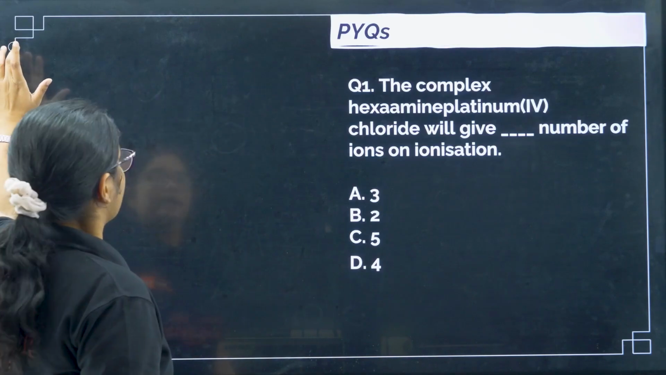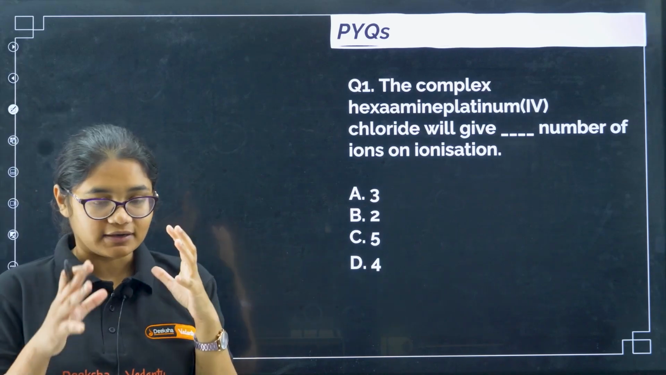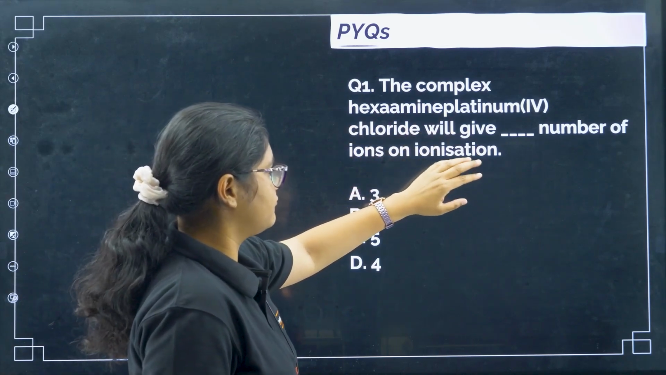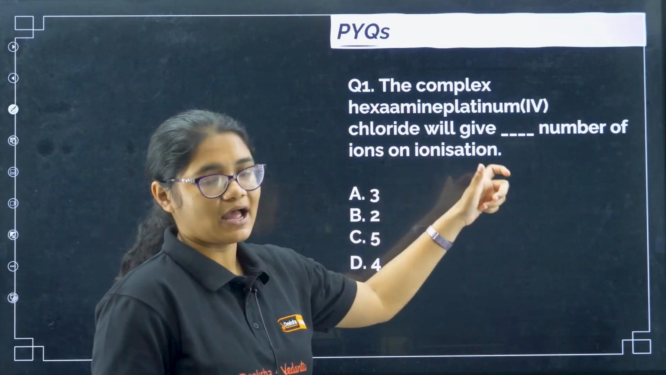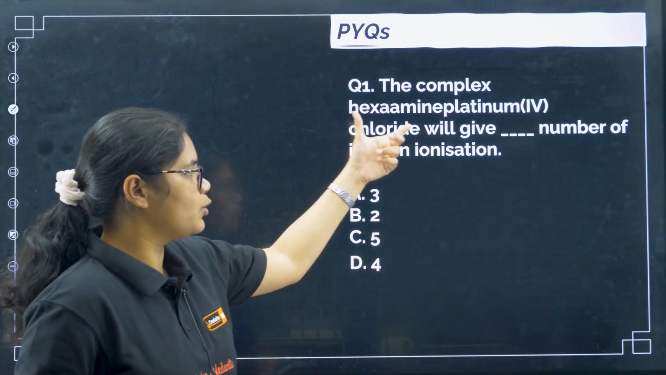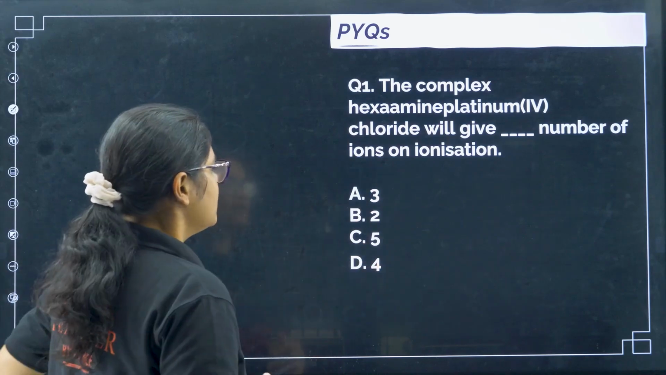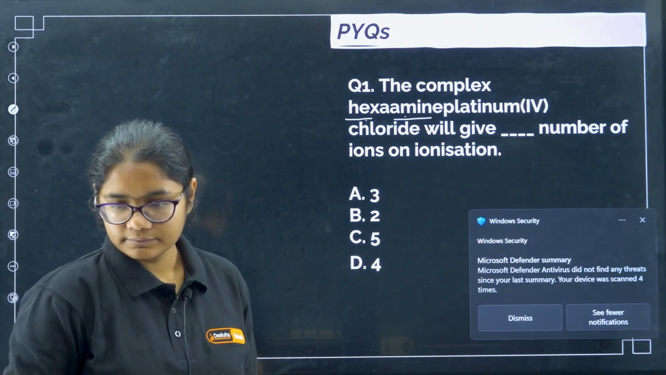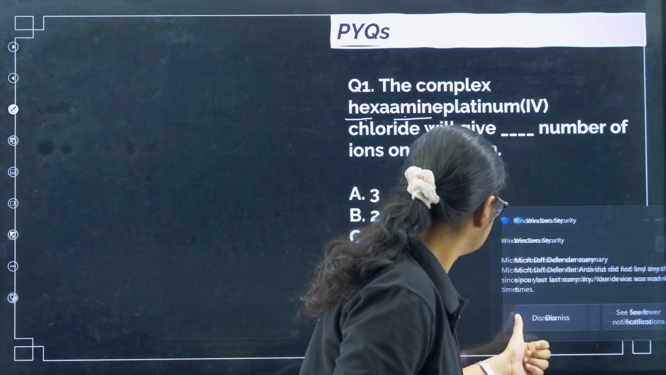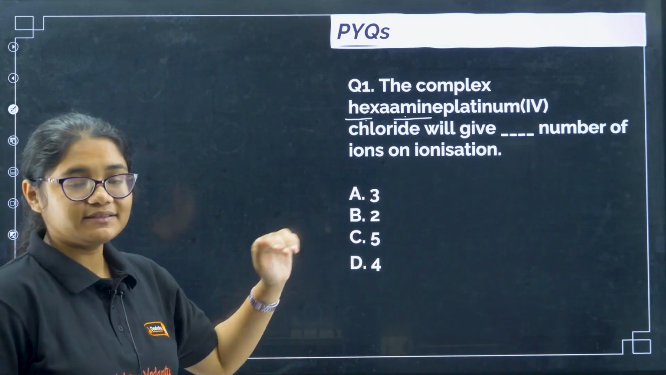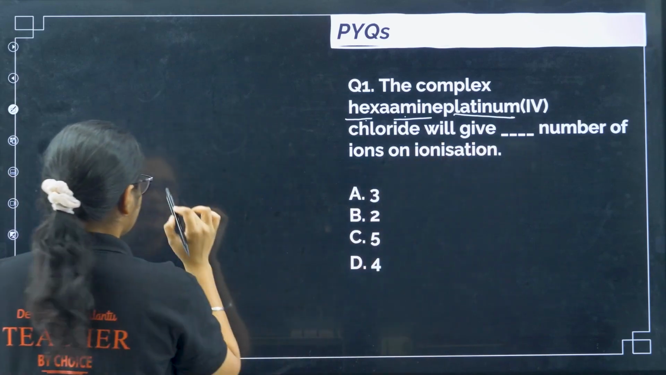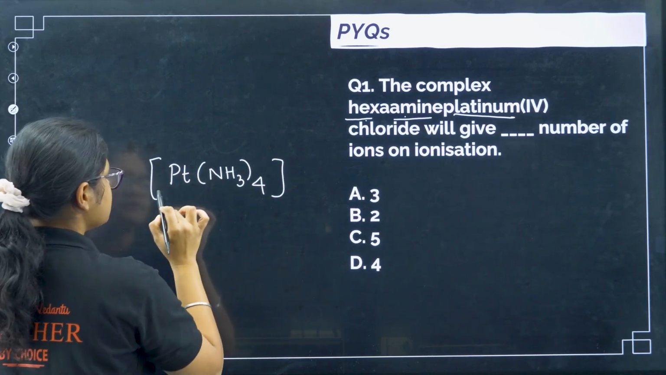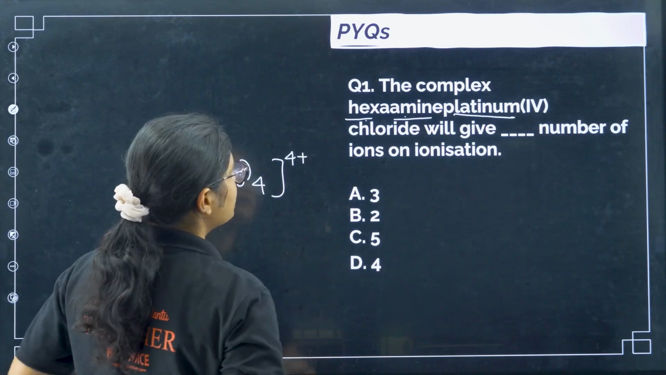Okay, now we will do some previous year questions so that you can understand what we have studied, whether we are able to apply that in the exam or not. The complex hexaamine platinum fluor chloride will give dash number of ions on ionization. Once you have learned how to decode the nomenclature, you can draw the structure, but for now I'll tell you the structure. Tetraamine means there are 4 amine groups, right? And the metal is platinum. So I can write Pt, and I have 4 amino groups, and what is the charge given? 4. Okay, so this is the structure.